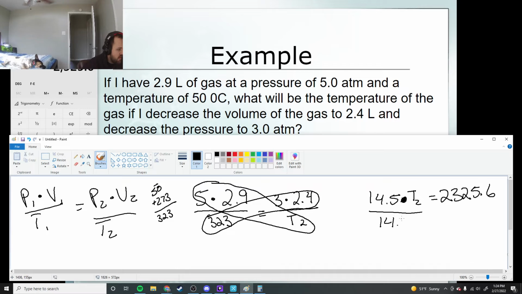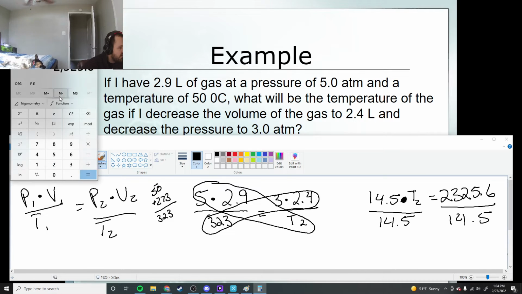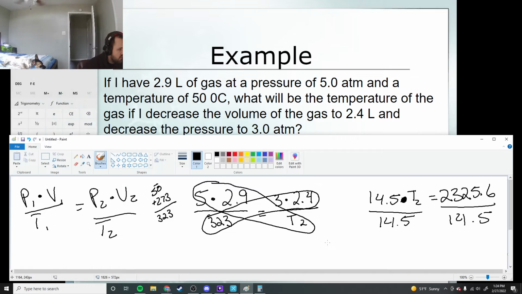So we're going to divide both sides there by 14 and a half. So we'd be taking this value here, divided by 14.5, and that gives us our T2 of 160.39 Kelvin. Okay, because this doesn't ask us for temperature in a specific unit, we can leave it as Kelvin, just the way it is.